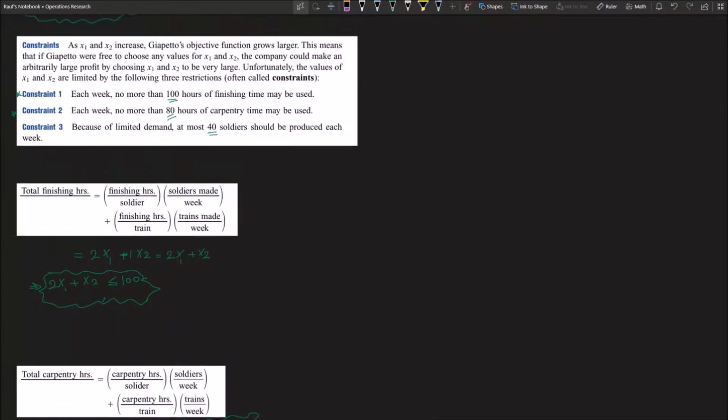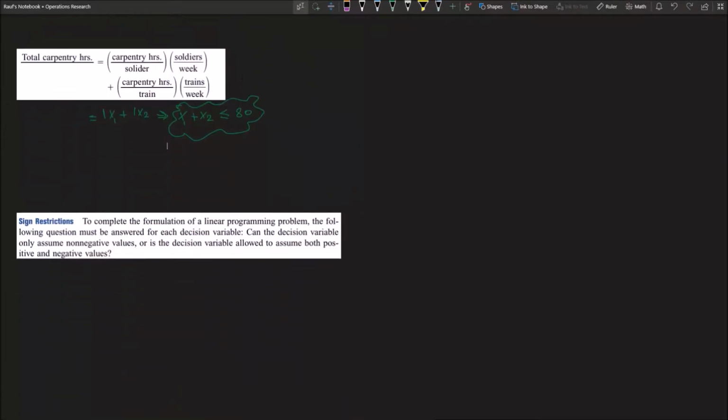For constraint number 3, there should be only 40 soldiers to be produced. We represented earlier soldiers as x1, so we can say simply x1 less or equal to 40 per week. So that's constraint number 3.